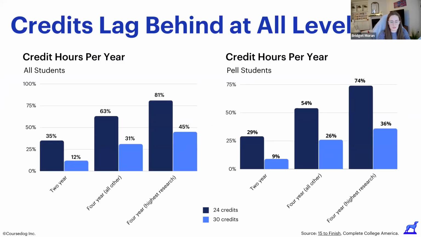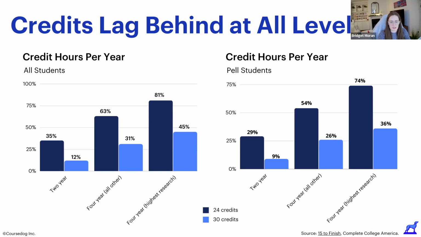The data here demonstrates just how far we still have to go. Across the board, students aren't taking enough credits to finish their degrees on time. And while there are definitely some variations across institutional segments, I think we can agree that we all have our work cut out here. On the left, the average credit hours taken by all students in their first year paints an alarming picture. However, on the right, we see an even more concerning picture if you look at the number of credit hours taken by Pell Grant students in their first year.